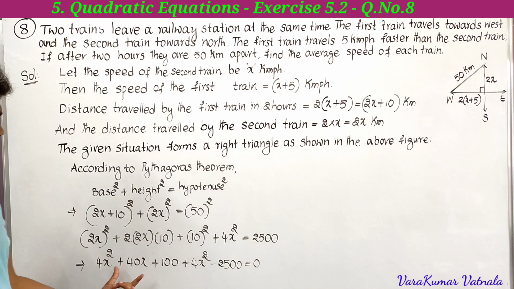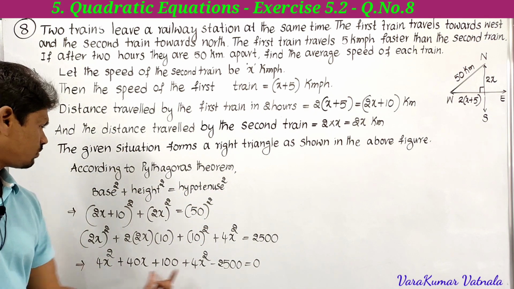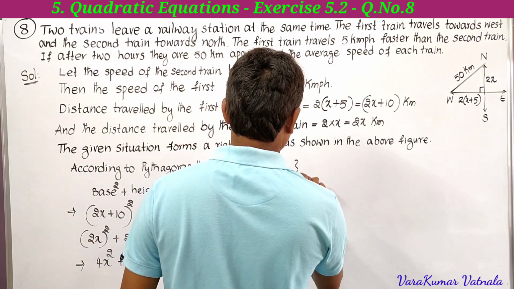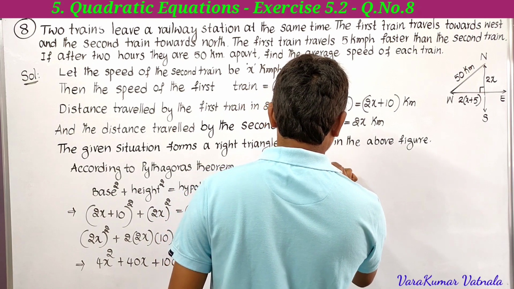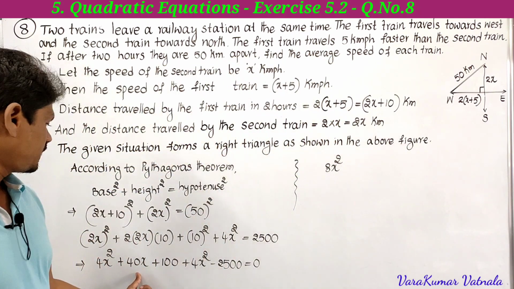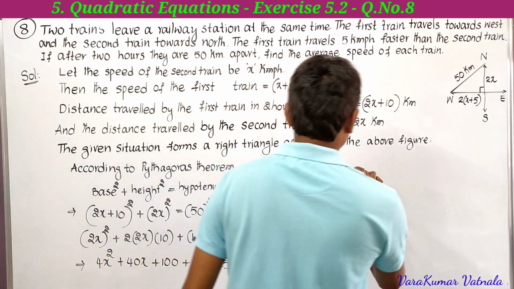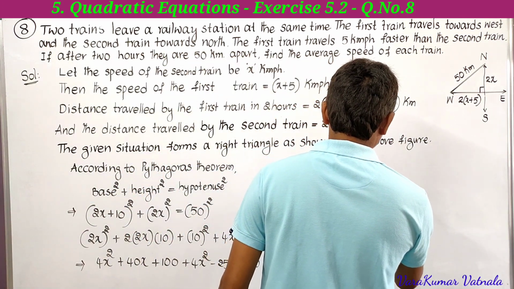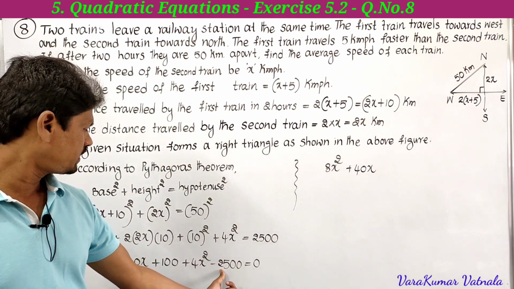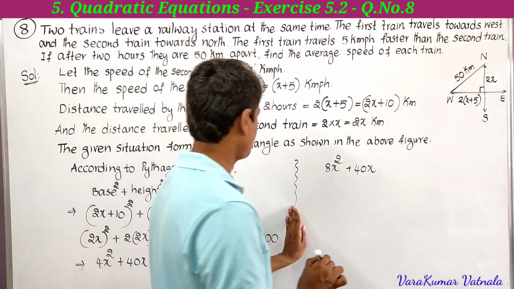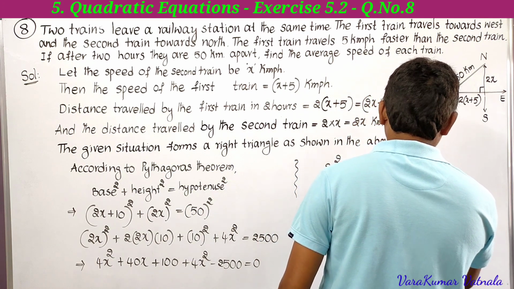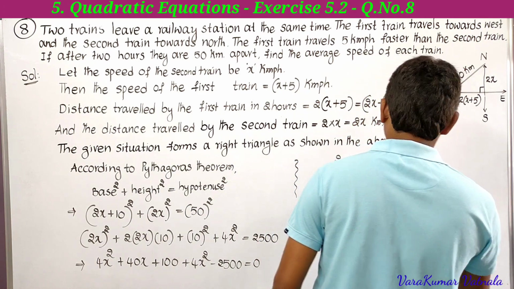Now we have to add the like terms, 4x square plus 4x square. It becomes 8x square. So I am writing here 8x square, plus 40x, what is there here? Plus 40x. Here plus 100 minus 2500, it becomes minus 2400. Minus 2400 is equal to 0.